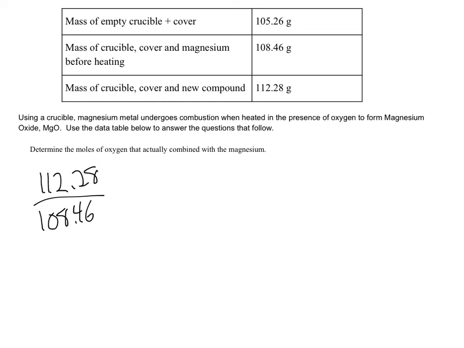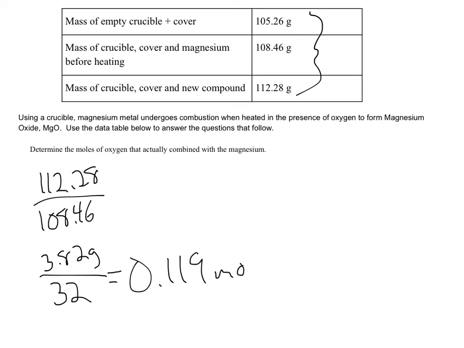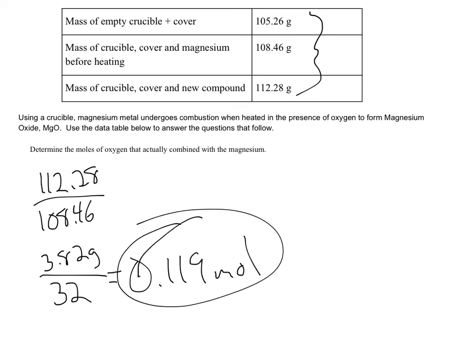112.208 minus 108.46 is 3.82 grams. So according to these numbers, the amount of oxygen that was added to the substance in the crucible is 3.82 grams. 3.82 grams divided by the mass of oxygen, O2, which is 32, means that we reacted 0.119 moles of oxygen. So that's the answer to this part of the question, or this question in this set.